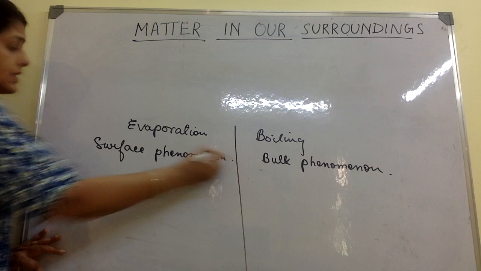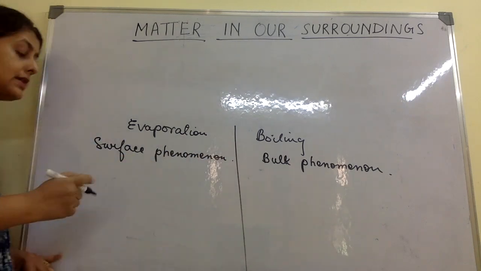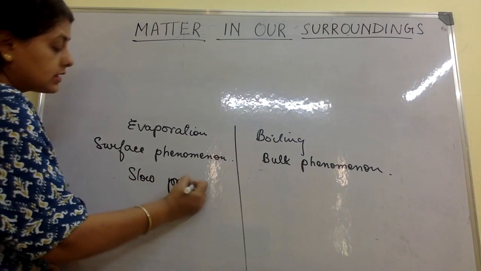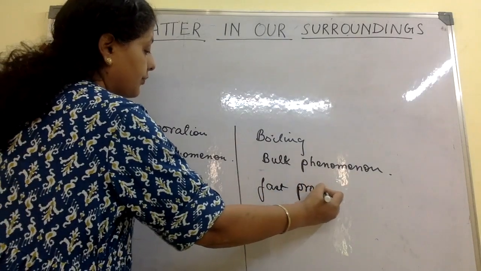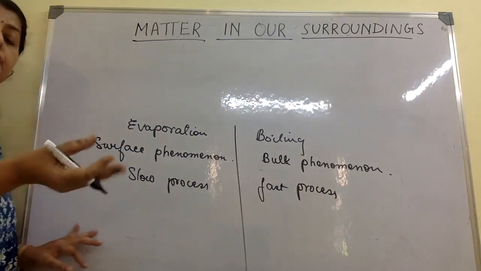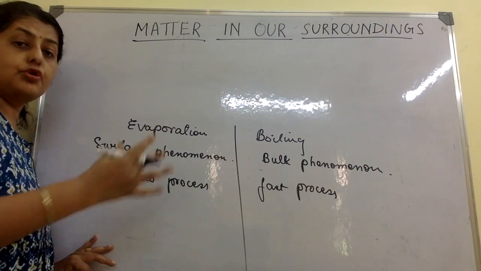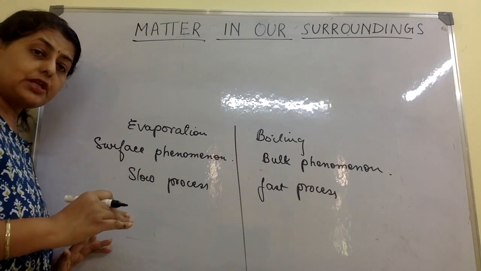Okay, the second point is, you'll see that evaporation is a slow process, whereas boiling is a pretty fast process. Now supposing you have poured some water on the floor at night, and in the morning you come and see that the water is not there. That means it has evaporated overnight.